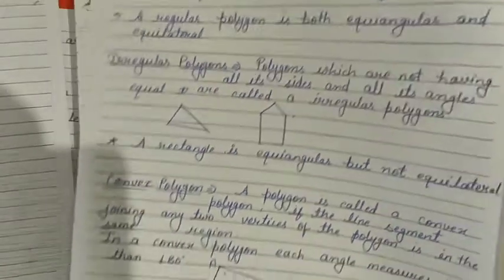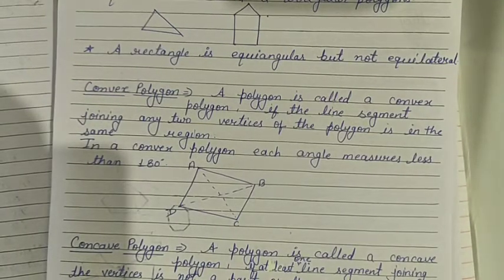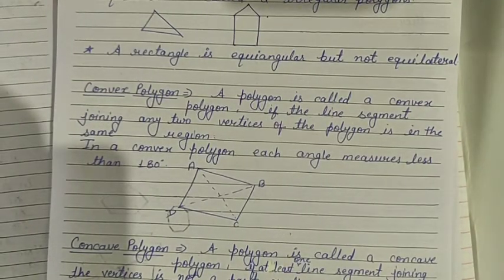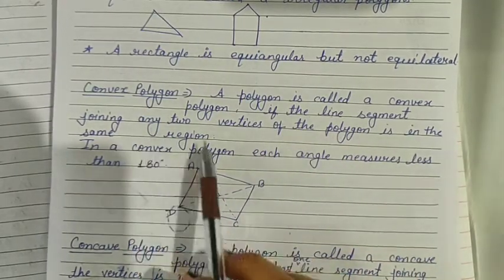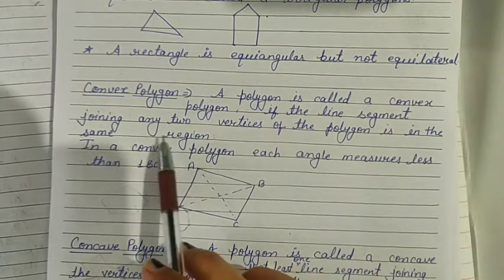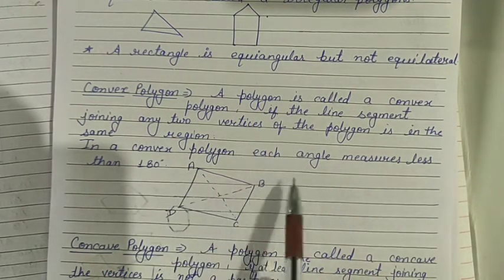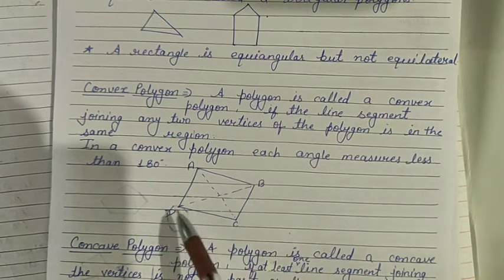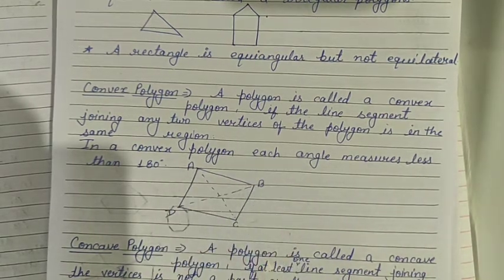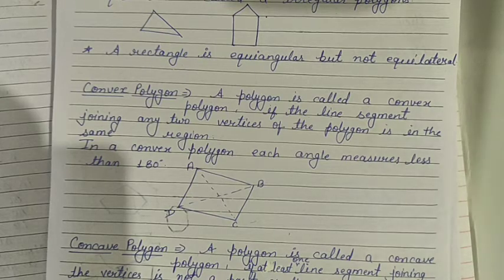Now convex and concave polygons. Firstly, convex polygon. A polygon is called a convex polygon if the line segment joining any 2 vertices of the polygon is in the same region. In a convex polygon, each angle measures less than 180 degrees. Students, this is a polygon ABCD. In this polygon, each angle measures less than 180 degrees. So this is a convex polygon.